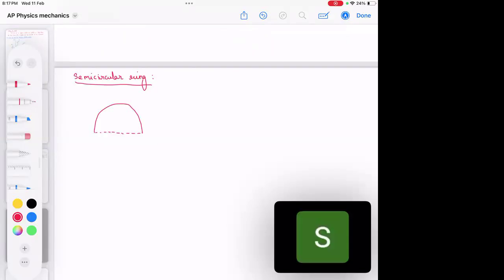Okay, we can calculate it using the integration method. You can also remember that one, because it's a very standard object, the semicircular ring and semicircular disc, and it will be used at many places. Okay, so for the semicircular ring, it will come at 2r by pi. Next is the semicircular disc.